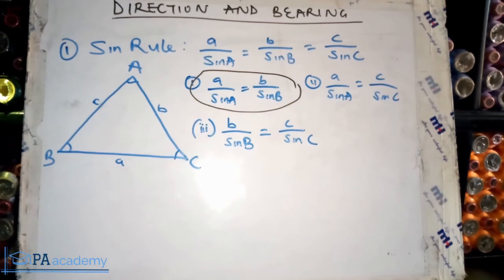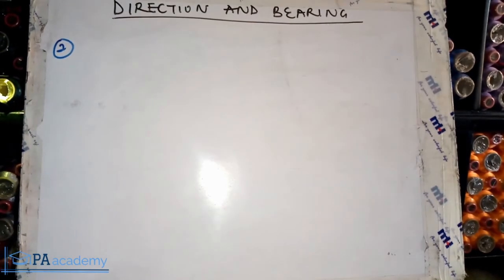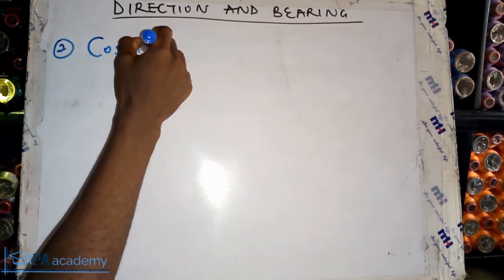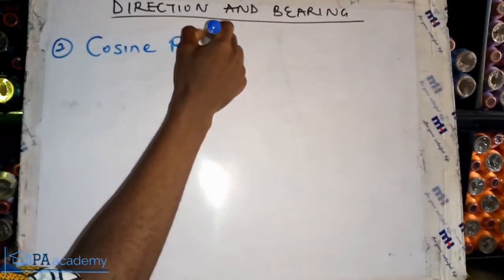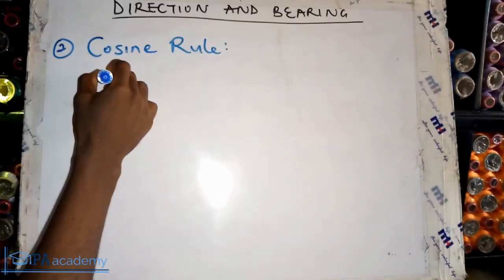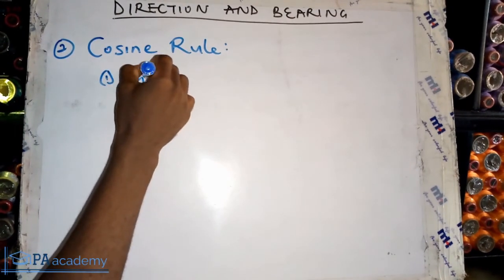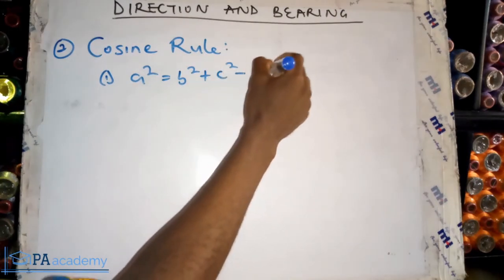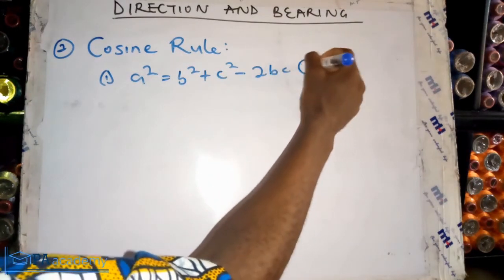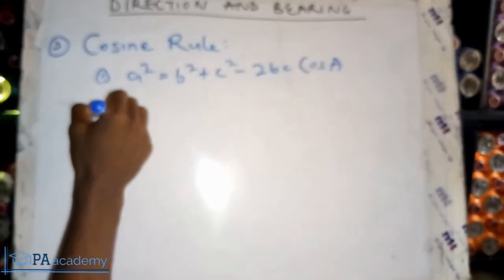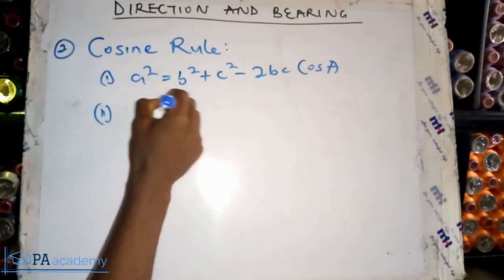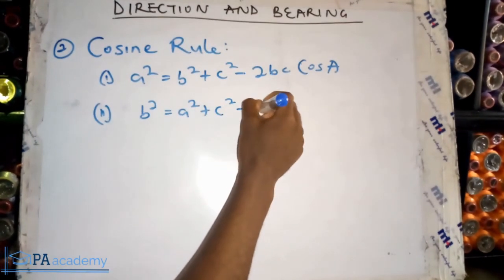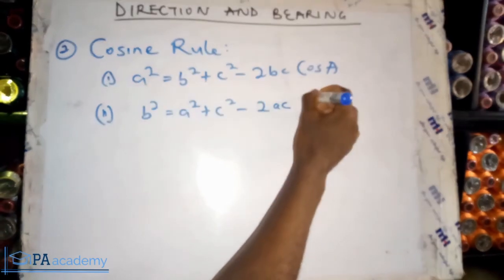So the next one, let's look at the second one, which is the cosine rule. And there are 3 of them. We have a square is equal to b square plus c square minus 2bc cos A. The second one is b square is equal to a square plus c square minus 2ac cos B.